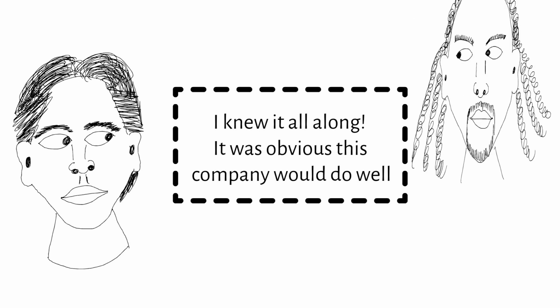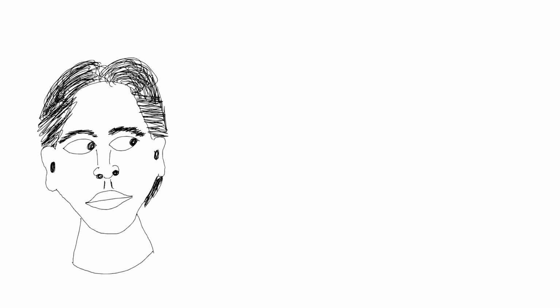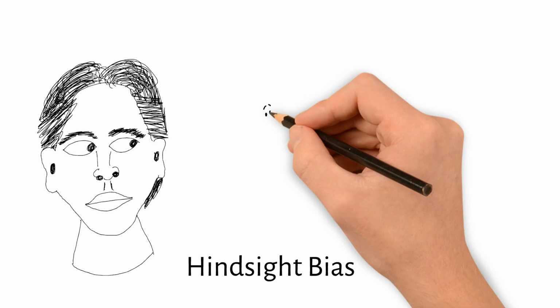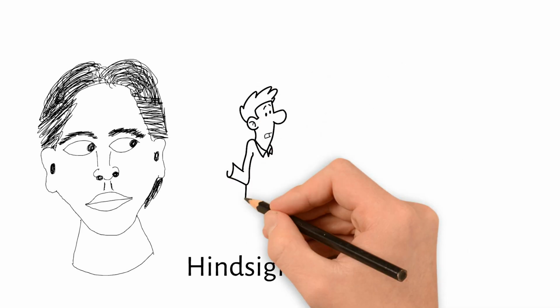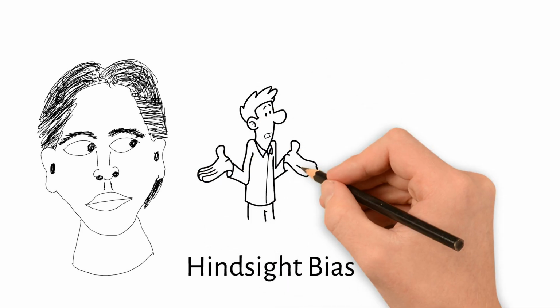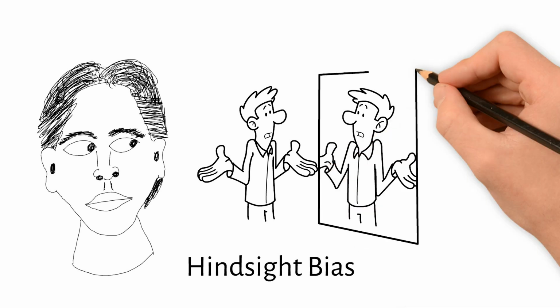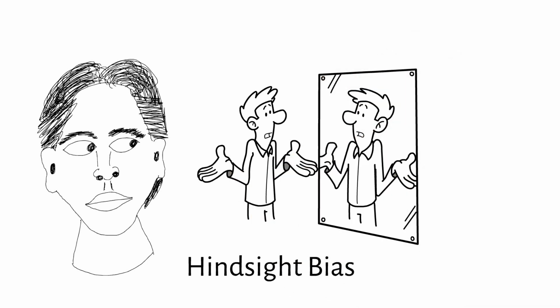However, when his friend reminded him of his initial doubts, Sam brushed them off, confident he'd always known the outcome. Sam was experiencing hindsight bias, believing the outcome was predictable after the fact, even though he had been uncertain when making the decision. In reality, the future had been far less clear.